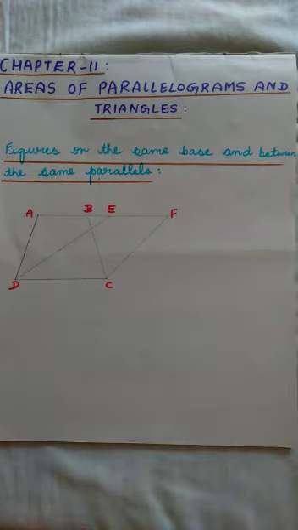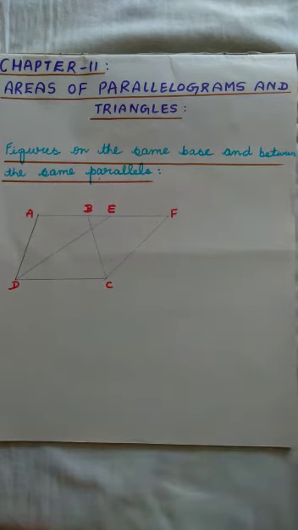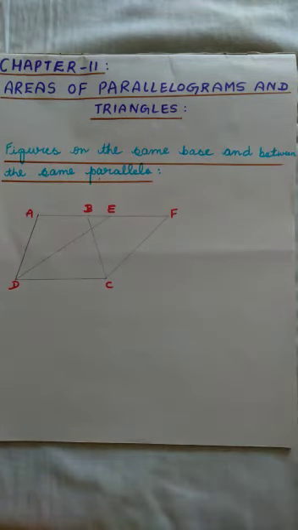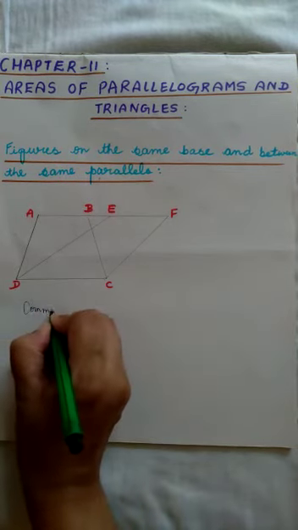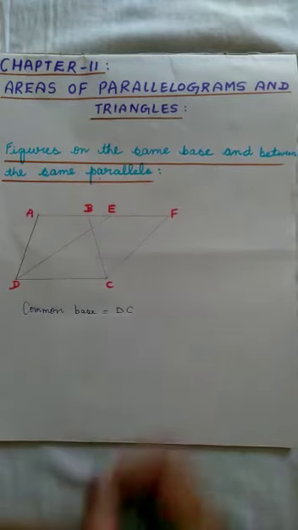In this lesson, let us learn the first topic, that is, figures on the same base and between the same parallels. Look into the first figure, in which ABCD is a trapezium and EFCD is a parallelogram. Both the quadrilaterals have the common base that is equal to DC.